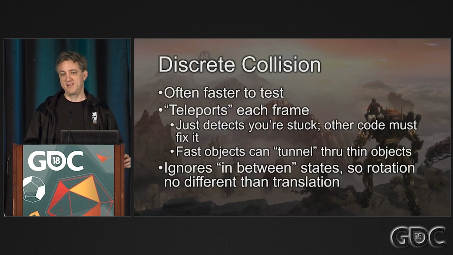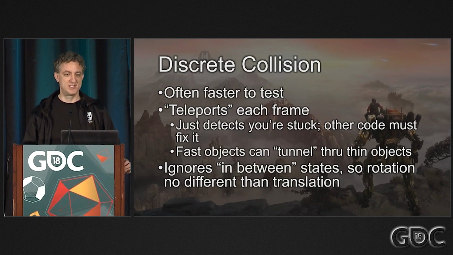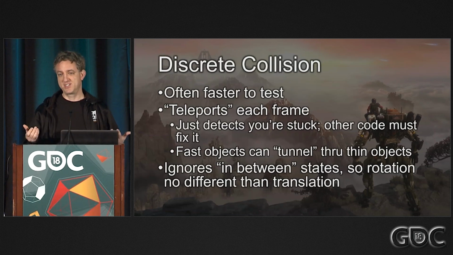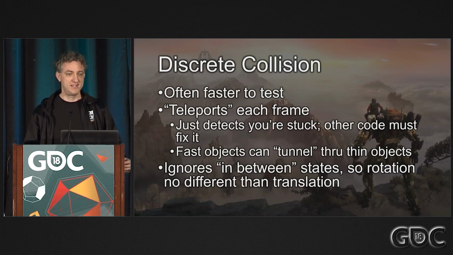And the discrete detection, since it doesn't have to deal with motion, is often faster, but it has some downsides too. It teleports, essentially, each step. So it just detects that you're stuck right now, and it's up to someone else to fix it. And even worse, fast objects, if they step too far, they can completely skip something. So you could have something like a bullet going through a wall is the classic example. But rotation is no different than translation.